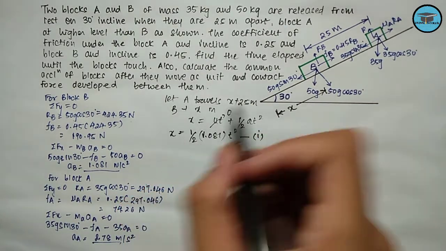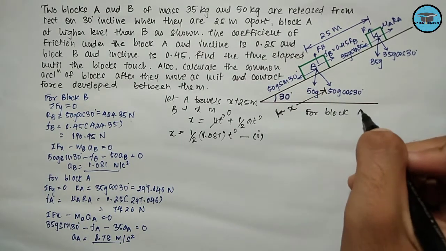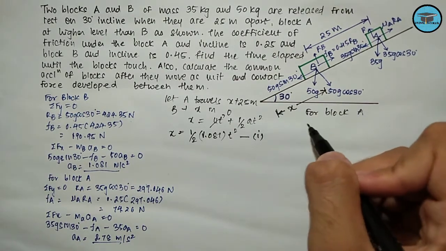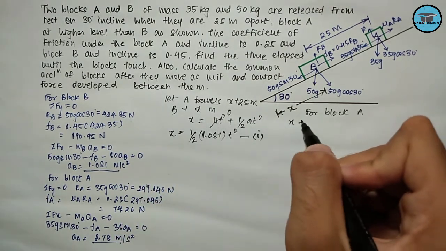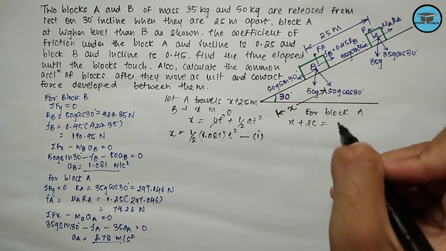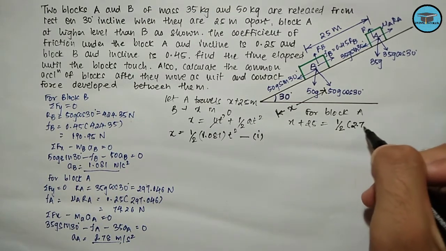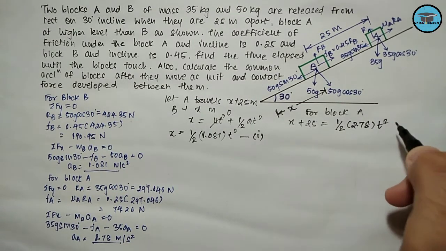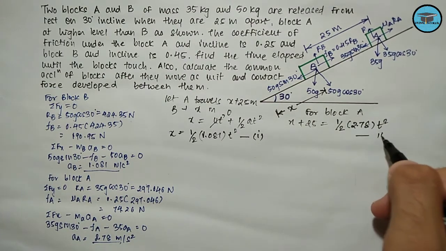Similarly for block A, the distance is x plus 25, so x plus 25 is equal to, here also u is 0, half of the acceleration of block A, that is 2.78, into t square. Okay, so let us take this as equation number 2.